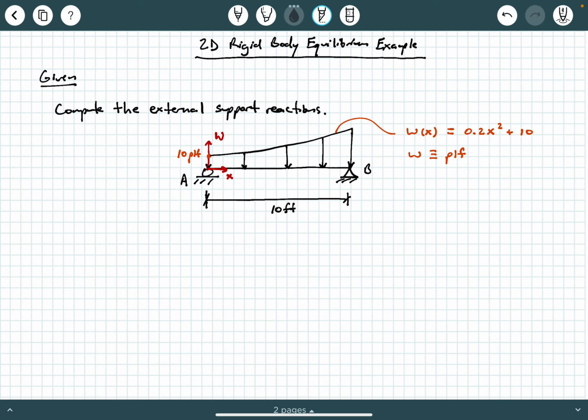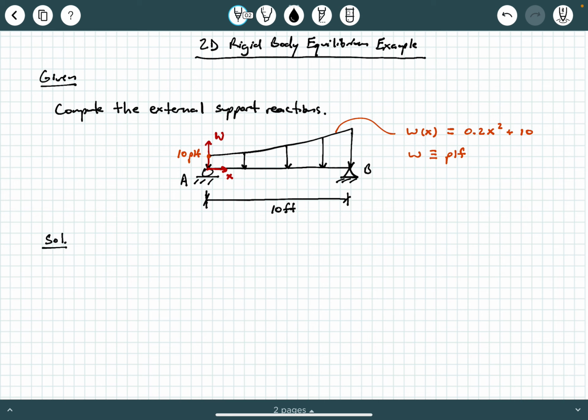If we wanted that value of W here, all we would have to do is substitute in 10 feet for x. So that would be 0.2 times 100, which is 20, and then plus 10 is 30 PLF. So we could pretty quickly see that the value of the load on the right side is 30 PLF. But again, we don't really need to know that per se. We just need to know the load function, which we are given directly. So let's go ahead and tackle the solution.